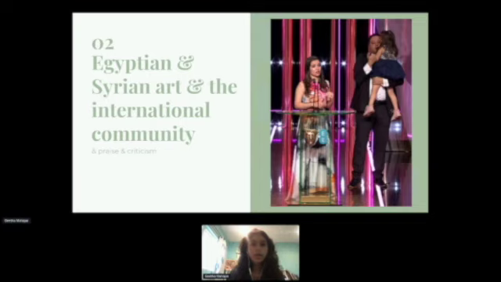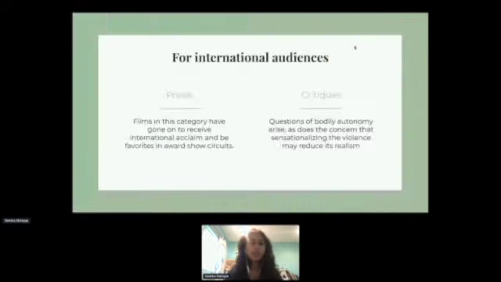We'll be looking at For Sama and another film called The Square, a film that follows a group of Egyptian activists in the months of Egypt's first revolution to observe how revolutionary art specifically affects the international community. The criticisms for these films largely arise from the way they attempt to appeal to the Western world.